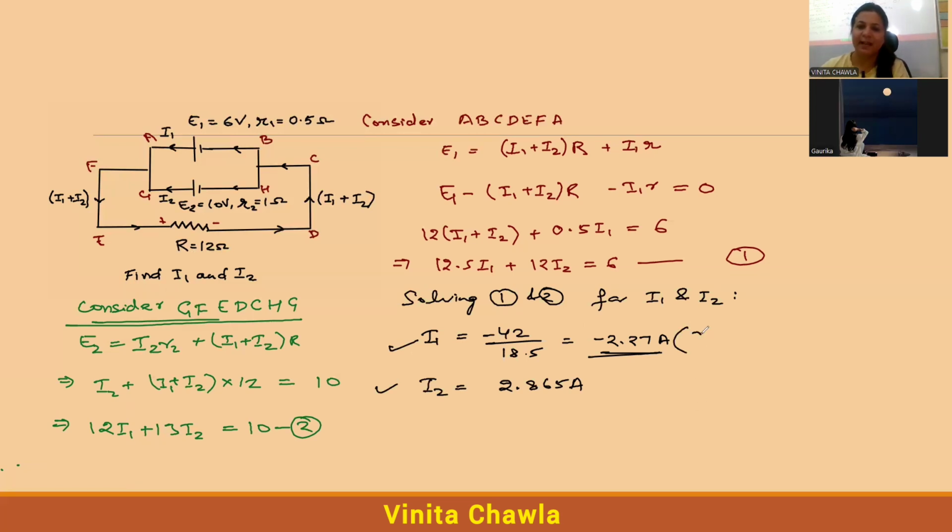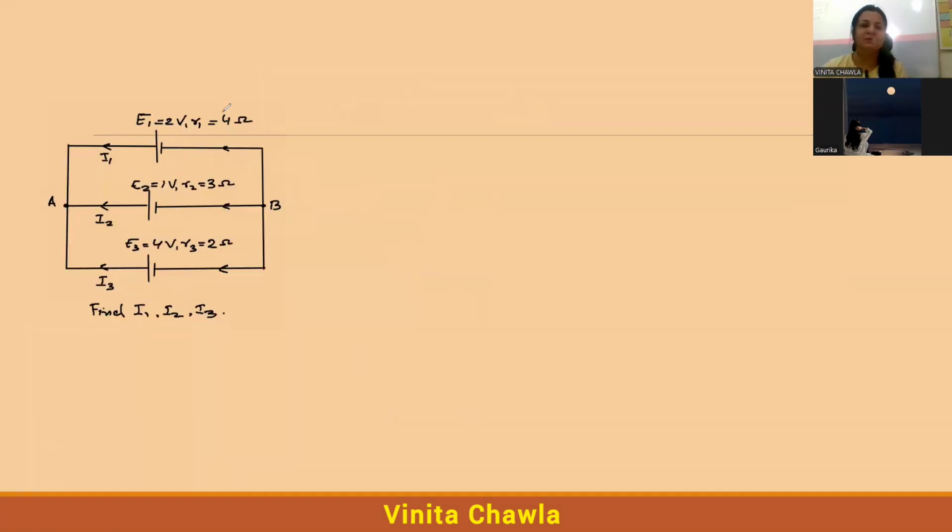So this is negative because the direction is opposite to what is shown in the figure. Internal resistance is given and we can see that there is no other resistance in the circuit.